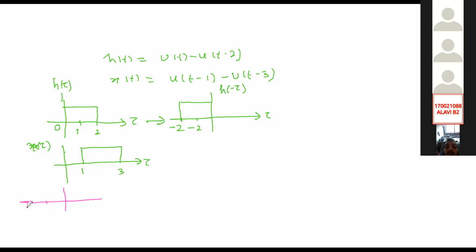It is minus 2. This is minus 1. Now your pulse is this. This is your h(−tau). Now consider that if we shift this pulse, we can shift in either way. We can shift to the left from the present position, or we can shift to the right from the present position. Is there any meaning of shifting this pulse to the left?